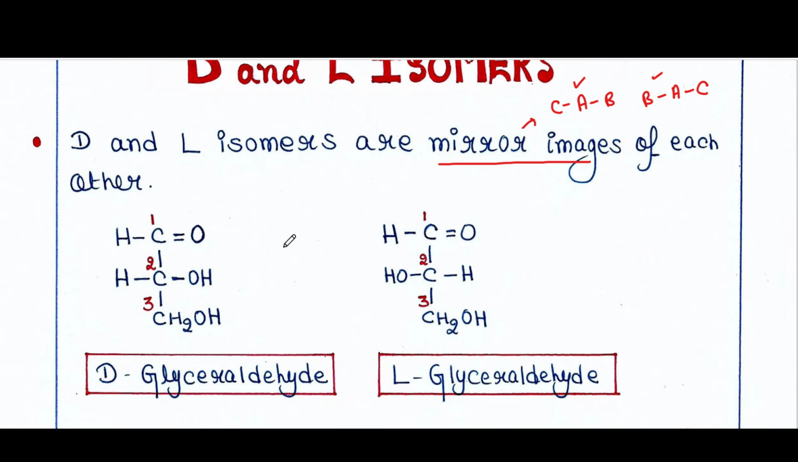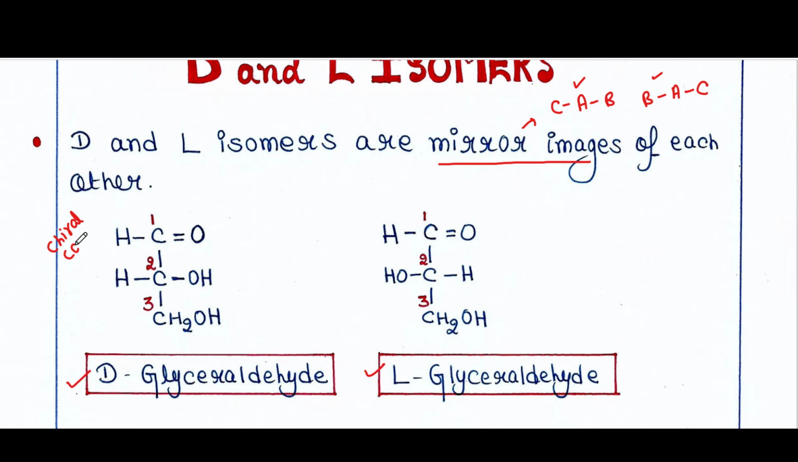Okay, so let's check an example like D-glyceraldehyde and L-glyceraldehyde. Here we have D-glyceraldehyde and here we have L-glyceraldehyde. Now you have to find out the chiral carbon first.